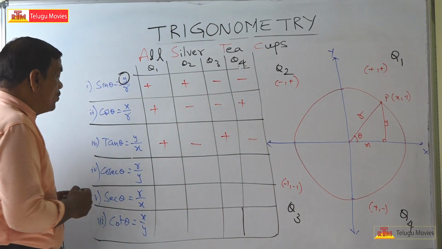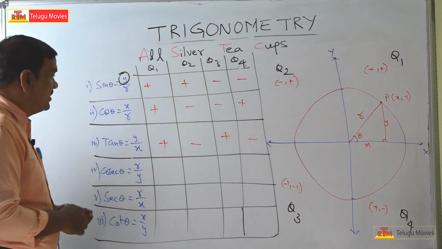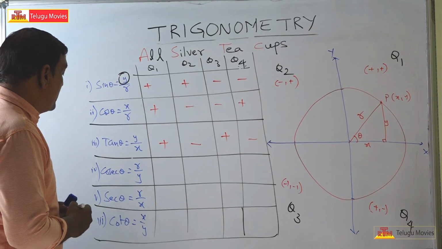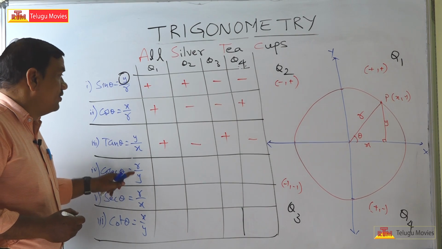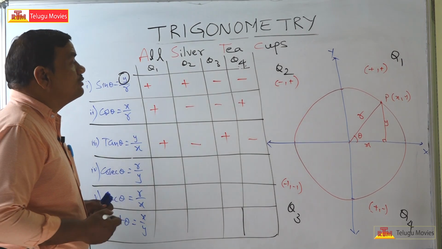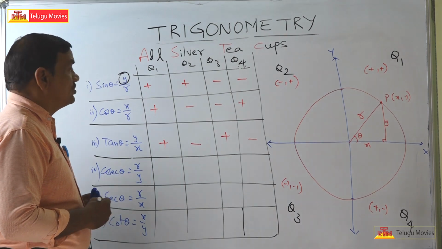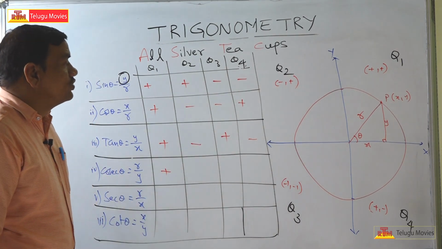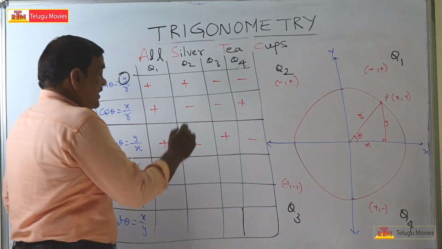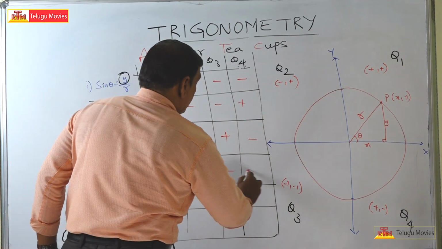That's all. Now cosecant theta, secant theta and cot theta we can easily work out. Cosecant theta depends upon the y value, not the r value. In which quadrants is y positive? Automatically the first quadrant and the second quadrant. In the others it is negative.